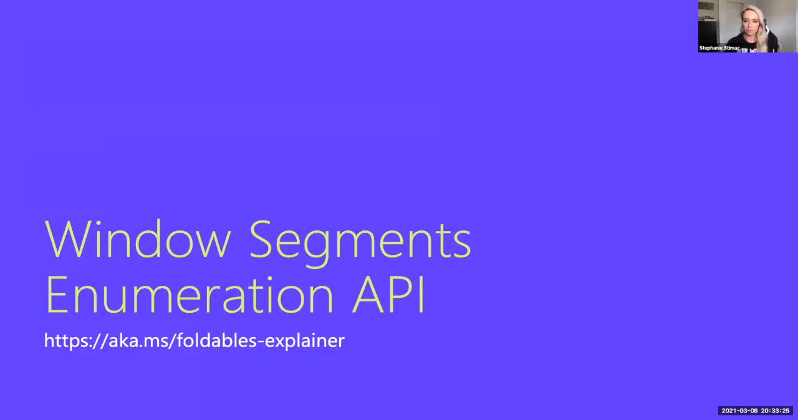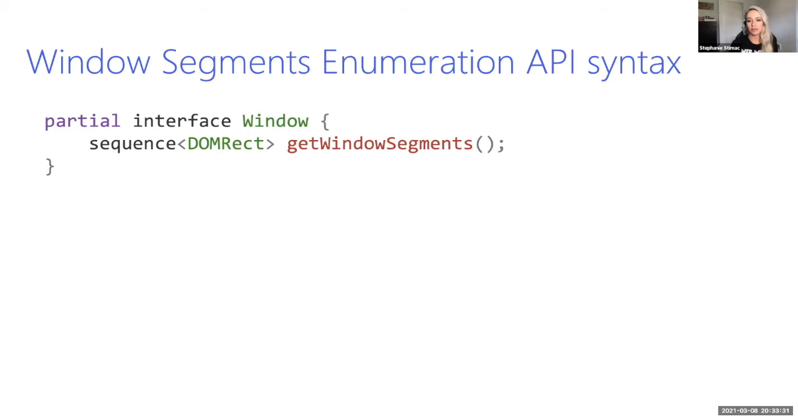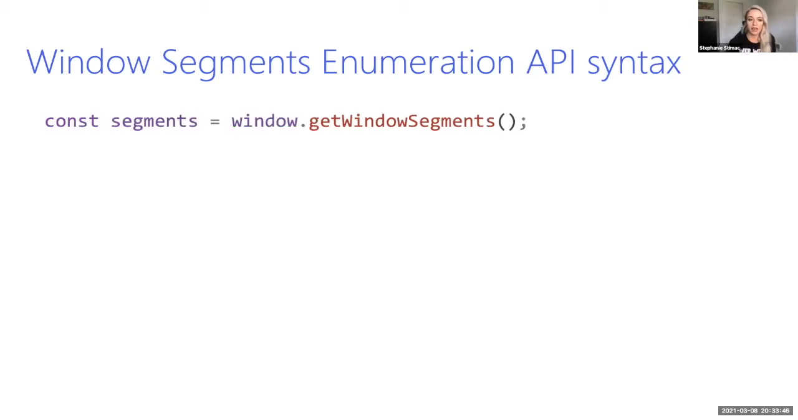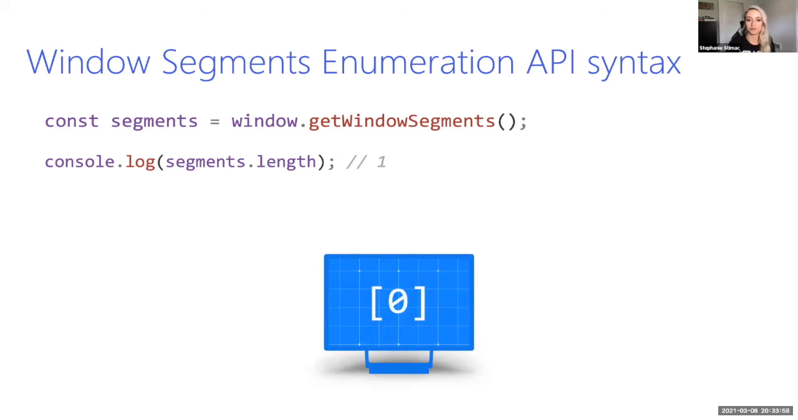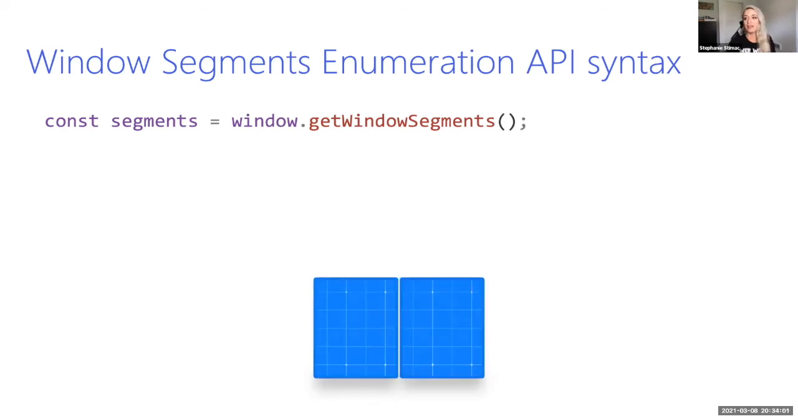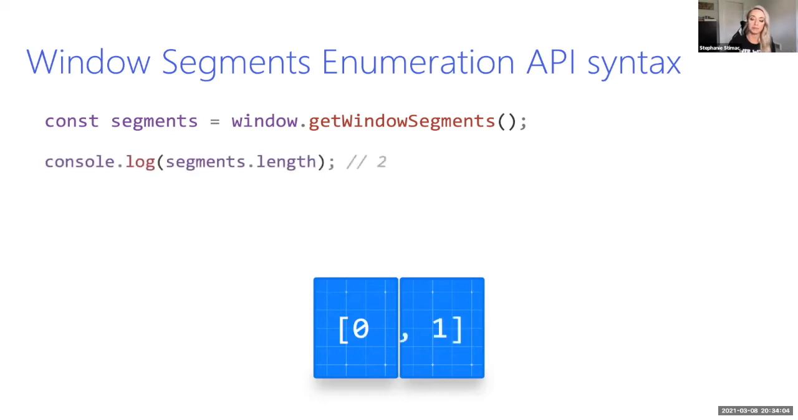So this is our second web feature. It's the Windows Segments Enumeration API. And it's one method on the window object called getWindowSegments, and it will return an array of one or more DOMRects. And DOMRect is an object that exists in the browser today. It's basically a rectangle. And so today, when you're on a desktop computer and you call the getWindowSegments method, you'll get an array of one object or DOMRect because you'll have one screen, no hinge. On dual screen devices, you'll get two DOMRects, representing the two display regions available when the browser window is spanning across the fold.